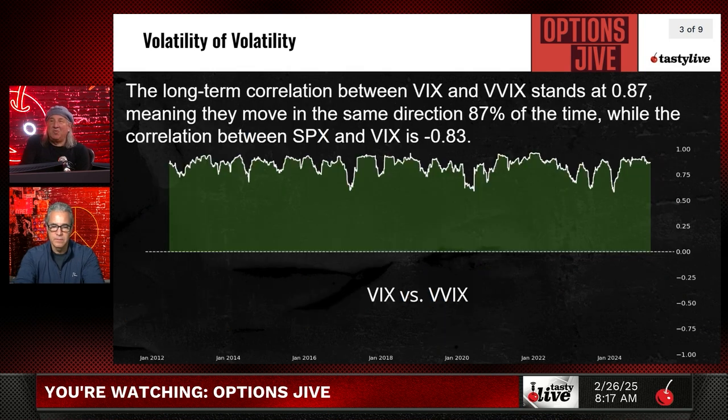So the long-term correlation between the VIX and VVIX stands at 0.87, which should make sense to everybody. Like I said before, it's about an 87% inverse correlation between the S&Ps and volatility, meaning when volatility goes up, S&Ps go down. When S&Ps go down, volatility goes up. It makes sense that the long-term correlation between the volatility of the S&Ps and the volatility of volatility also stands at about 0.87, meaning that they move in the same direction.